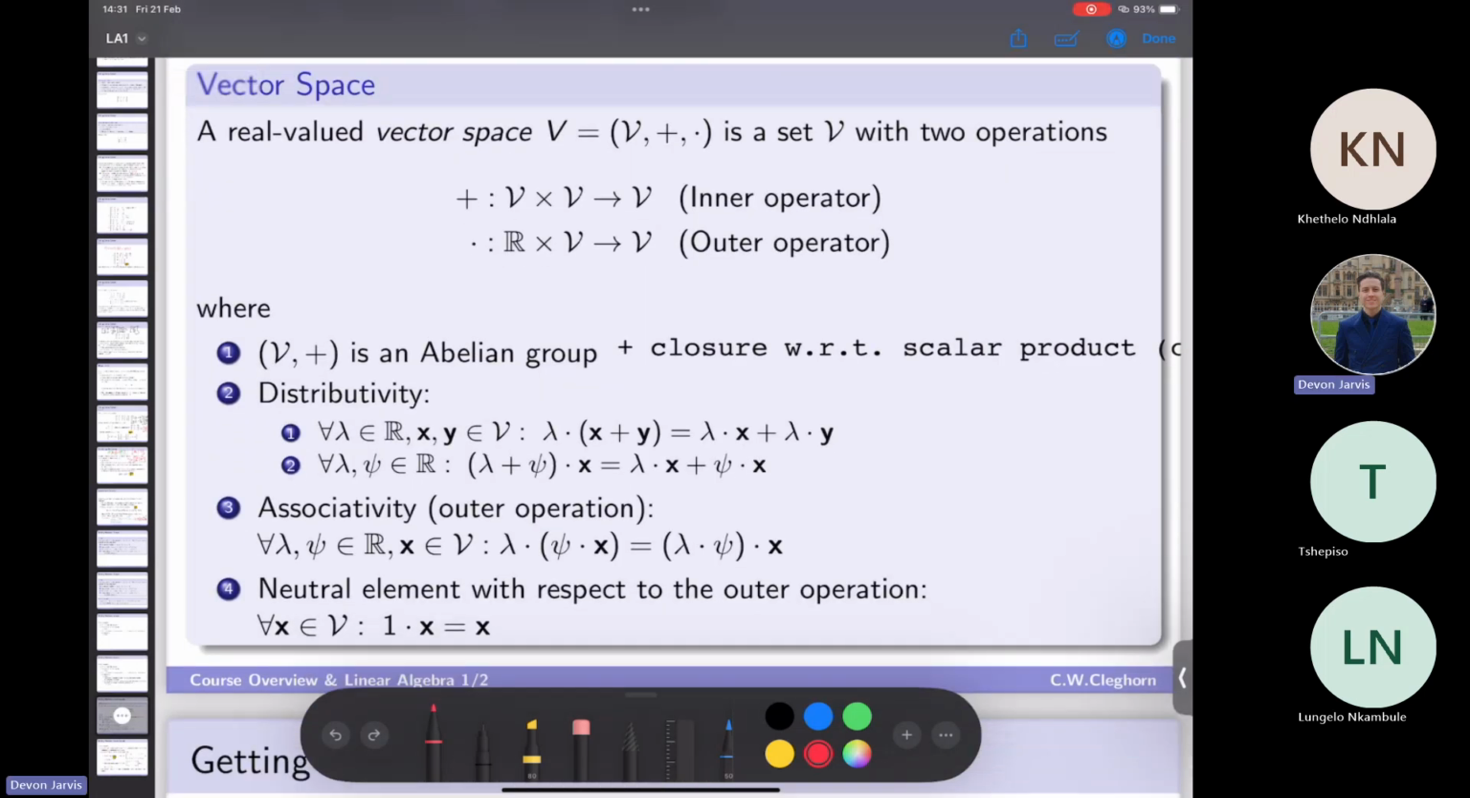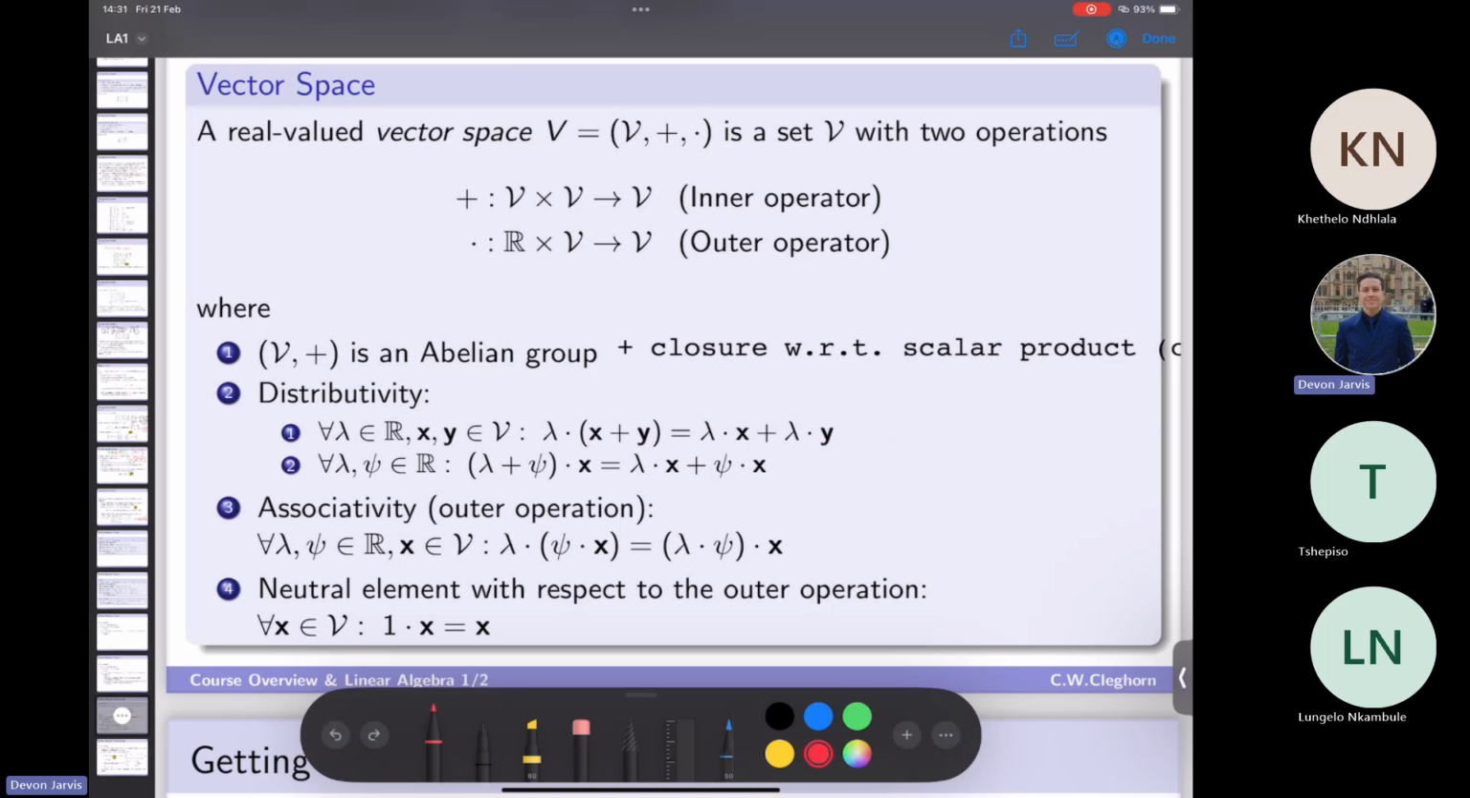Okay, and then it must satisfy 2, 3, and 4 more. So we have the distributive property. Firstly, if I take a real number lambda and I have 2 elements of my set V, then either I can add those 2 elements together and then do the multiplication as on the left, or I can do the multiplication first and then add them together afterwards.